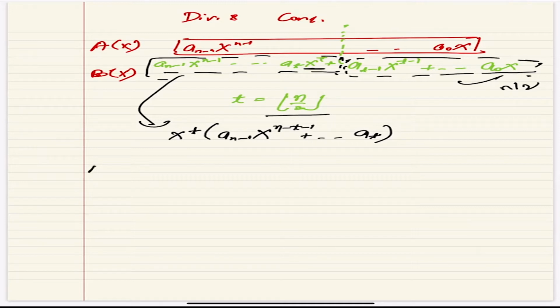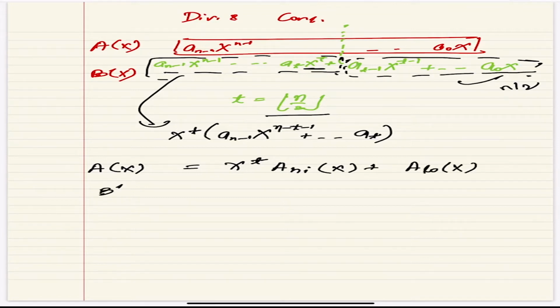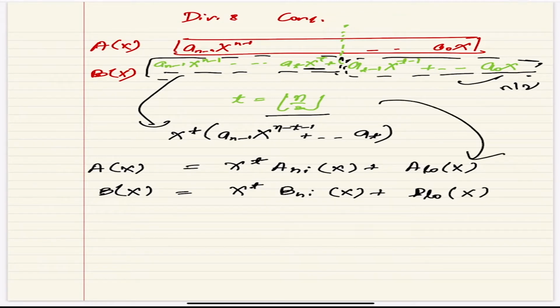So that way I can write Ax as x^t, let's say we call it the higher degree polynomial, plus lower degree polynomial. And similarly I can do it for Bx: x^t B_hi(x) plus B_lo(x), where t is n by 2.